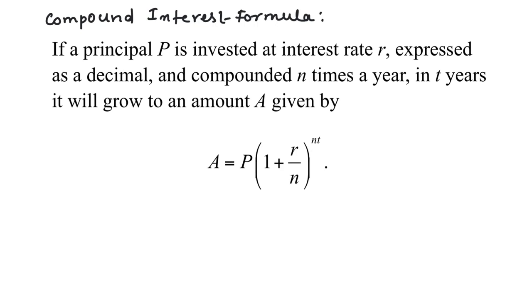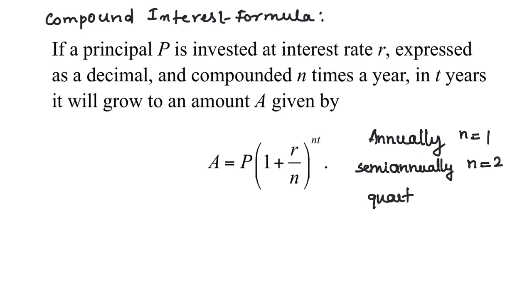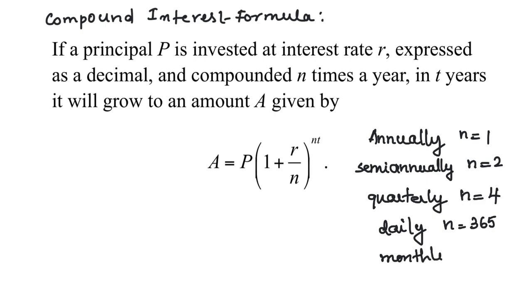So if it is compounded annually, then n will be equal to 1. If it is compounded semi-annually, then n will be 2. If it is compounded quarterly, then n will be equal to 4. If it is compounded daily, then n will be equal to 365. If it is compounded monthly, then n will be equal to 12 because there are 12 months.